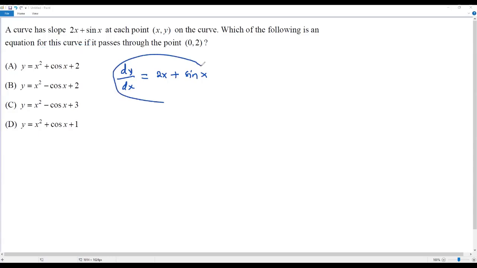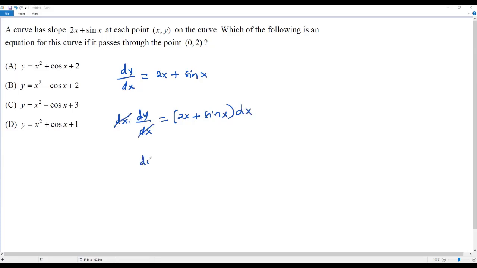From the derivative, if I want to get the equation of the curve, I have to find the integration. So before we start integrating on both sides of this equation, we have to get the differential dx over here. For that, we multiply both sides by dx. dx times dy/dx equals (2x + sin x) times dx. The dx cancels out on the left side, and I'm getting dy equals (2x + sin x) dx.